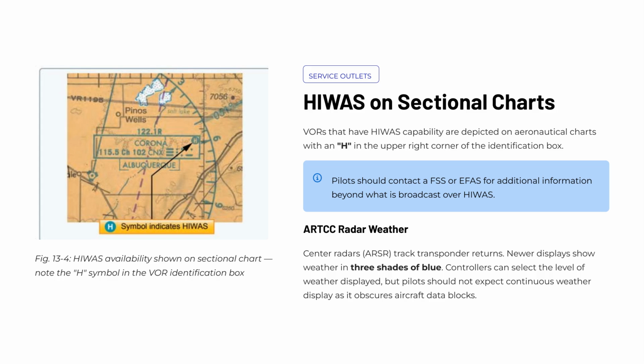But here is an important point for pilots. You should never assume that a controller is continuously monitoring weather returns. Because weather data overlaps and can obscure aircraft data blocks, controllers will often reduce or remove the weather display to maintain separation. Do not rely on ATC as your primary source of weather avoidance information.